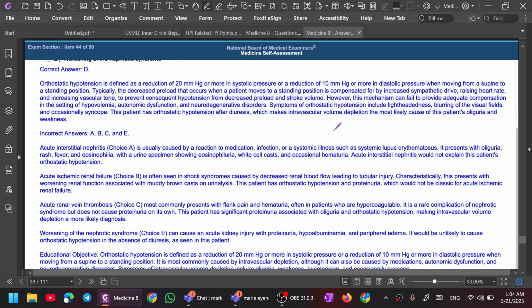Okay. Acute renal vein thrombosis most commonly presents with flank pain and hematuria, often in patients who are hypercoagulable. It is a rare complication of nephrotic syndrome, but does not cause proteinuria on its own. This patient has significant proteinuria associated with oliguria and orthostatic hypotension, making intravascular volume depletion a more likely cause. Okay, next.